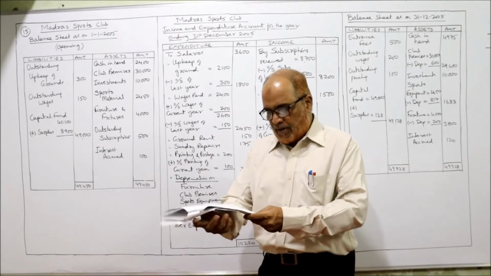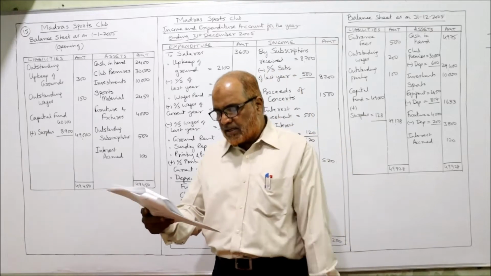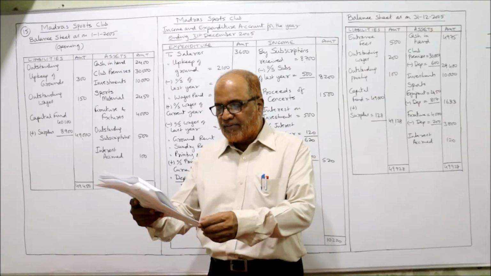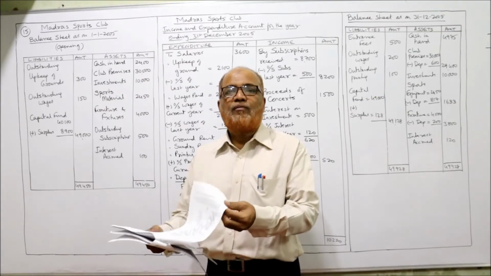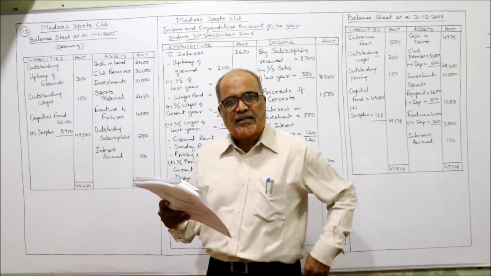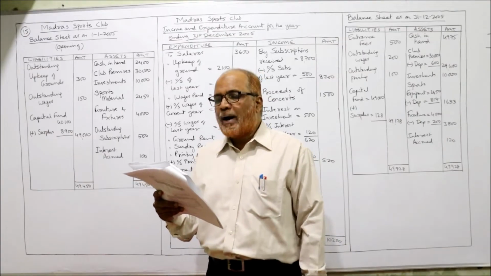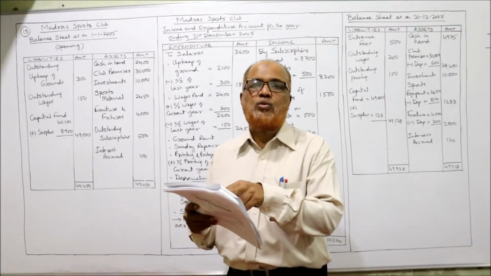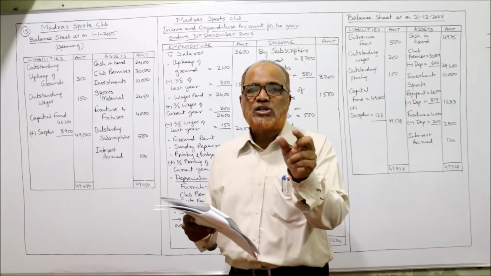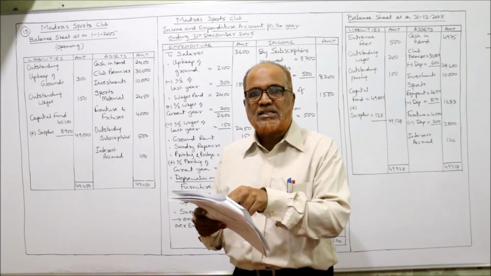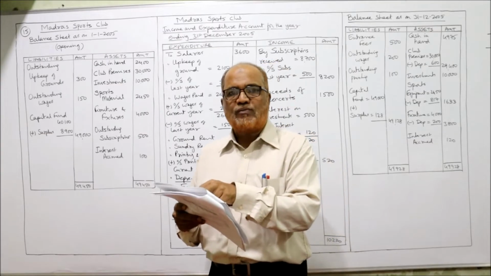Now, 15th problem. The following is the receipts and payments statement of Madras Sports Club for the year ended 31st December 2005. So we are given the receipts and payments statement. Receipt side, debit side, left hand side. To balance, the opening balance, beginning of the year, 1st January 2005. Our year ends on 31st December 2005. The beginning balance is 2,400.